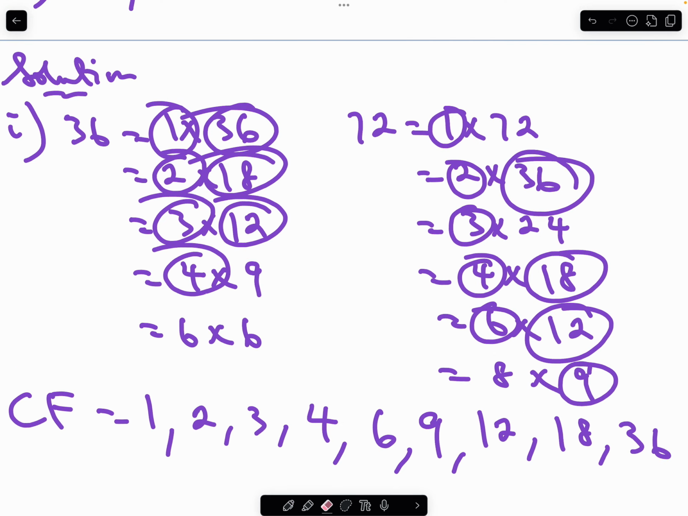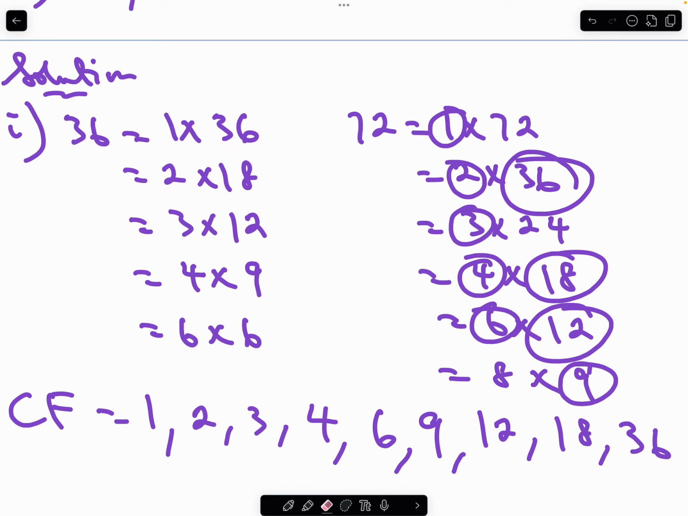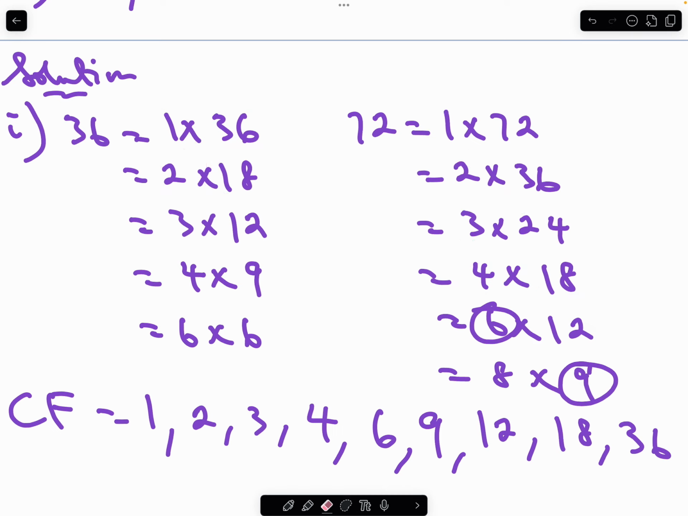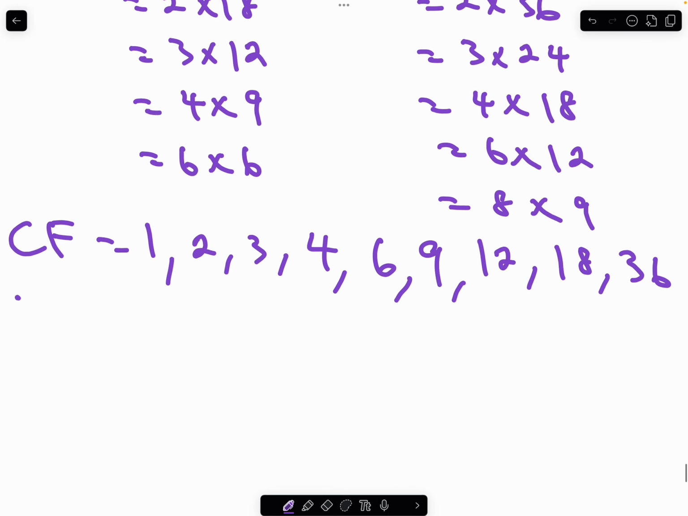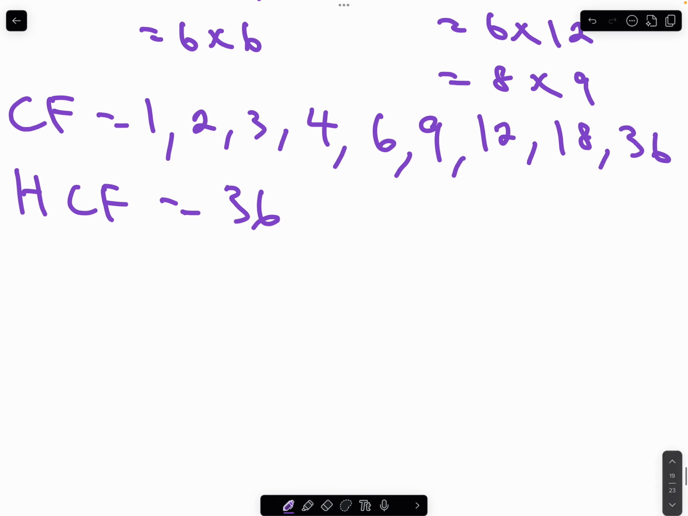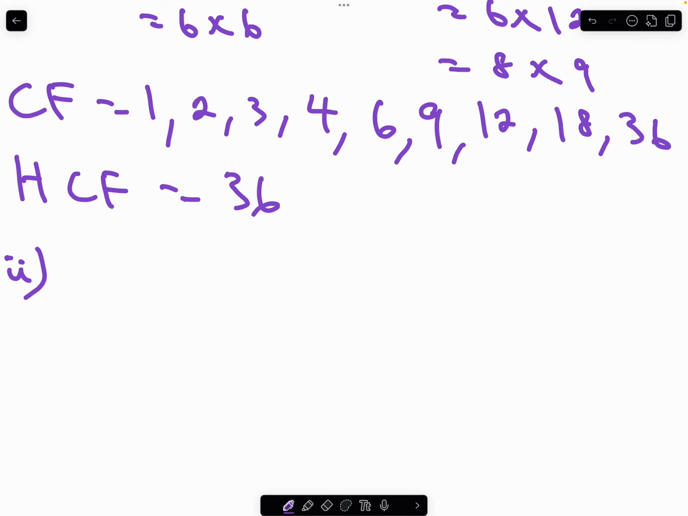So let's erase all of that. Now, what are the common factors? The common factors are 1, 2, 3, 4, 6, 9, 12, 18, and 36. Those are the common factors, and the biggest of them is the highest common factor. That means the HCF is 36. Now to Roman figure 2.